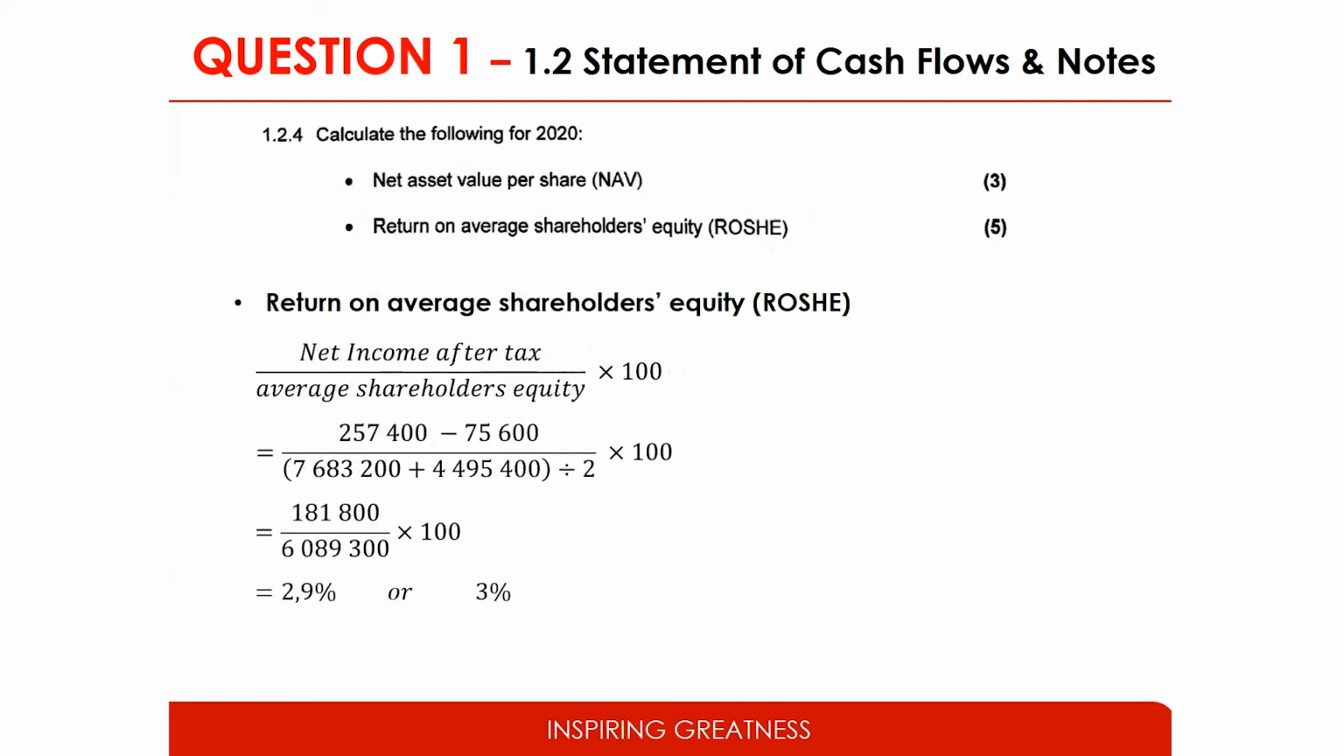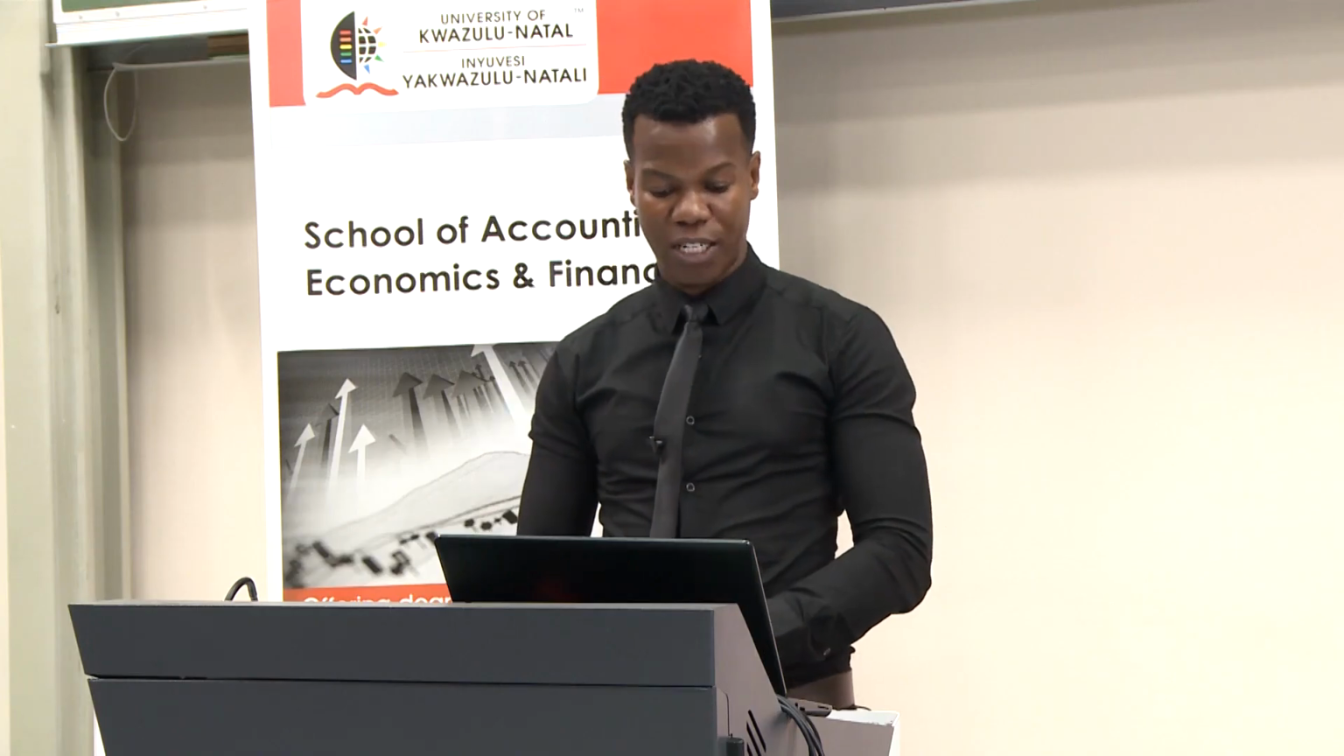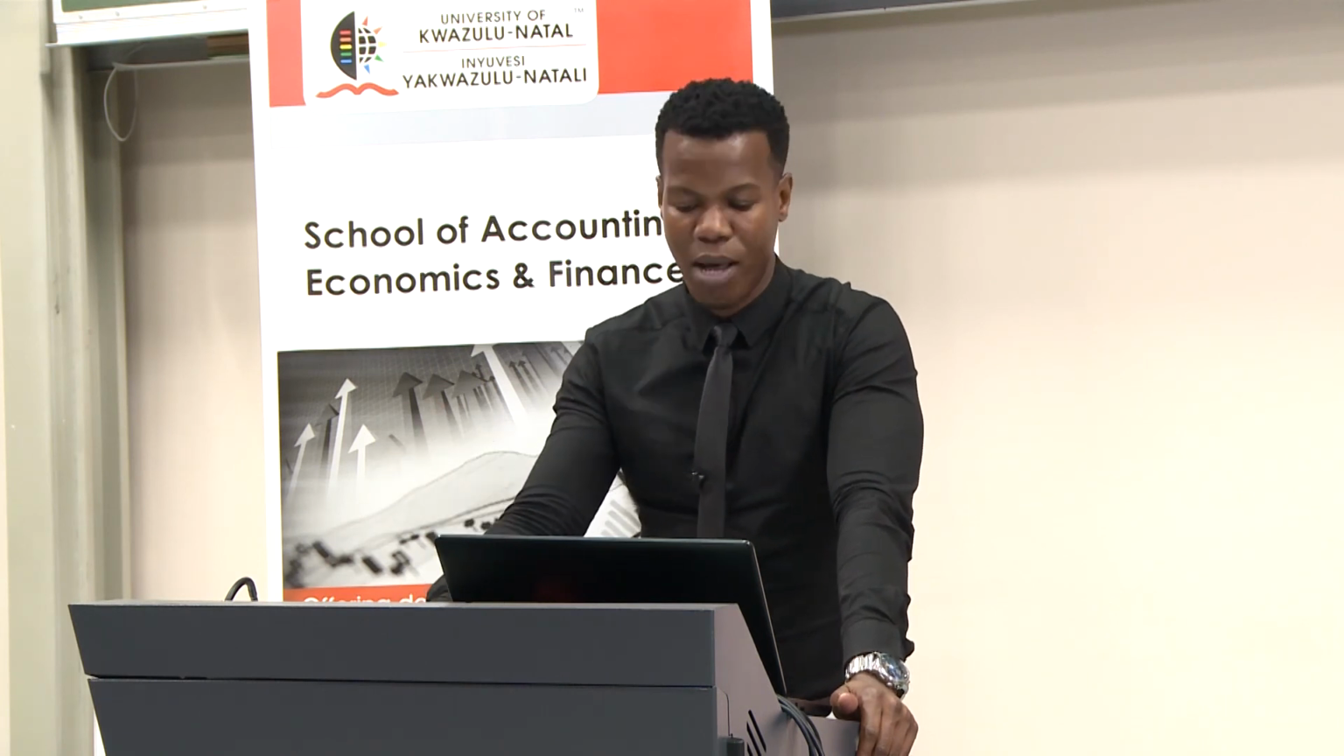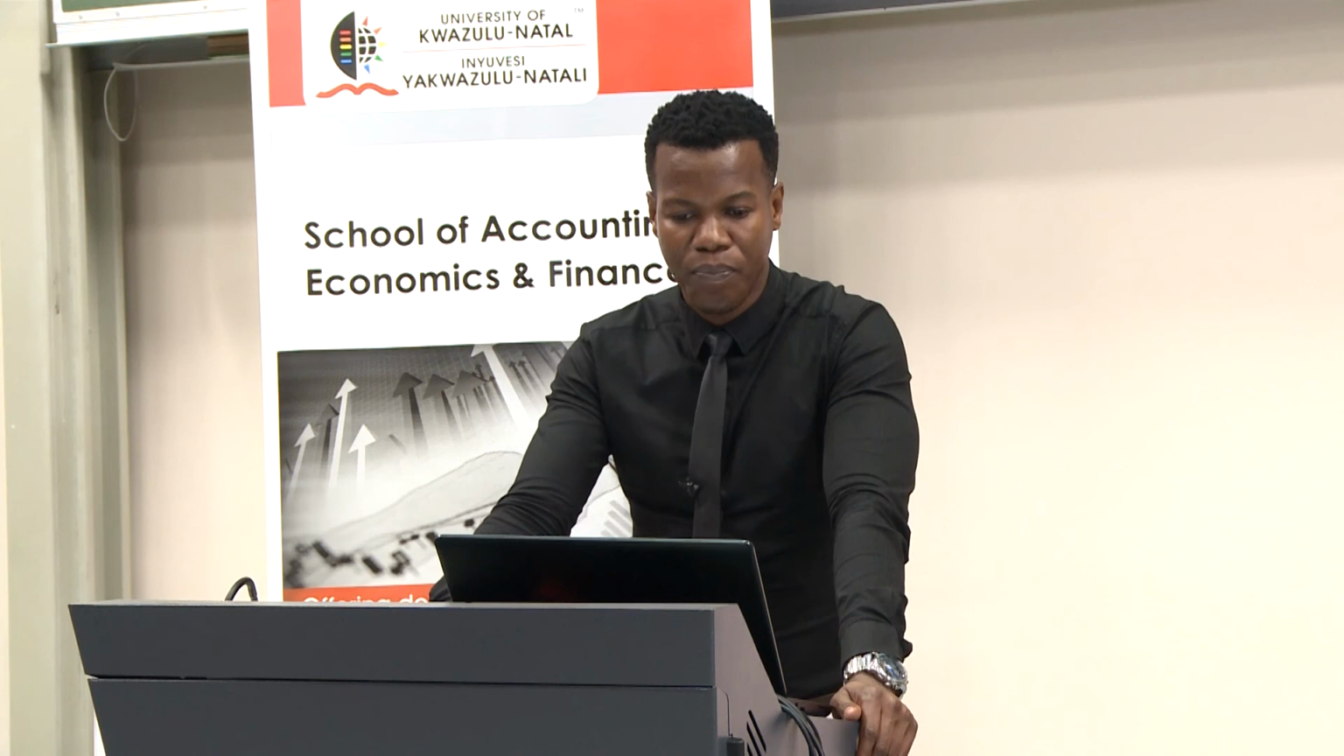Then the next one is the return on average shareholders' equity. Again, refer to your formula sheet at the back of your question paper. The return on average shareholders' equity is net income after tax divided by the average shareholders' equity. The net income after tax is not explicitly given again, but they've given you the net profit before tax, and they've given you the tax amount. You just have to calculate the net income after tax. You take your net profit before tax and you just deduct the tax amount of 75,600.